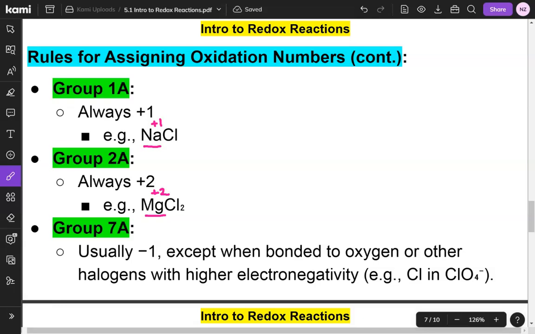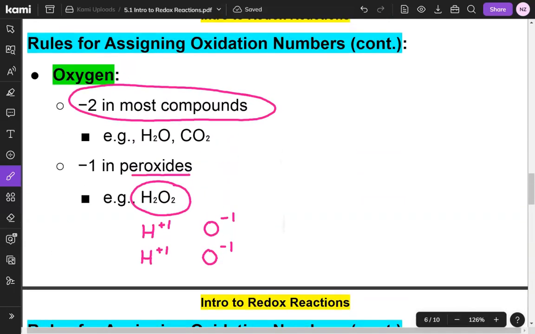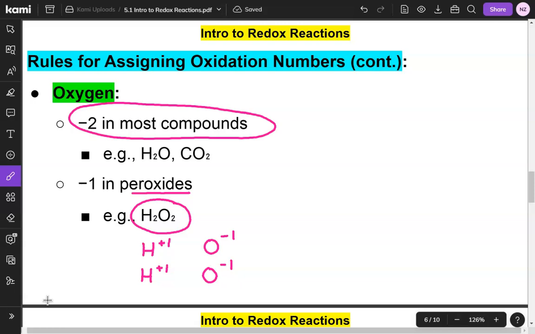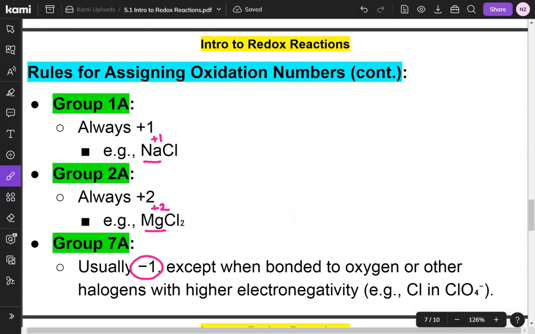And then group 7, it says it's -1. That's pretty much the rule that you're going to have, except when bonded to oxygen or other halogens with higher electronegativity. So oxygen is usually going to be -2, but in some cases it may be -1. It really depends on the situation. Okay, so pretty safe to assume that group 7 is going to be -1 in most cases.